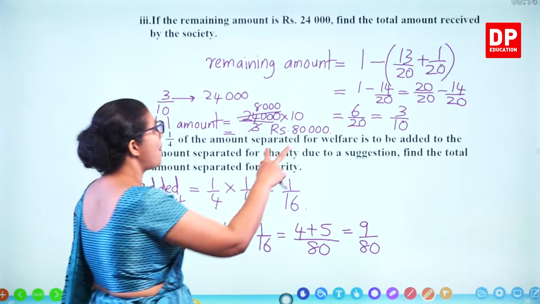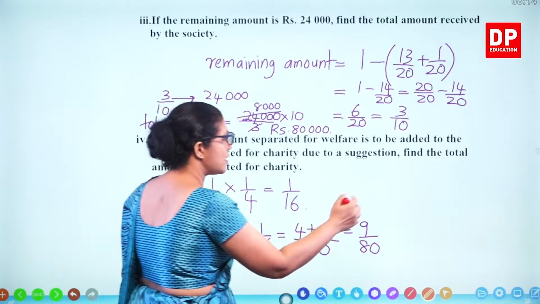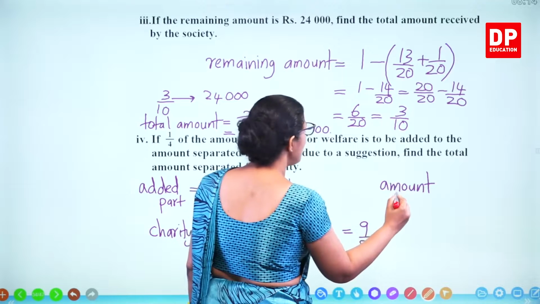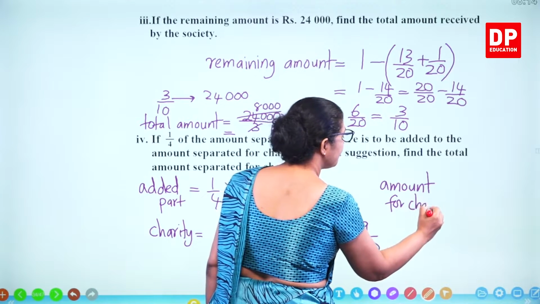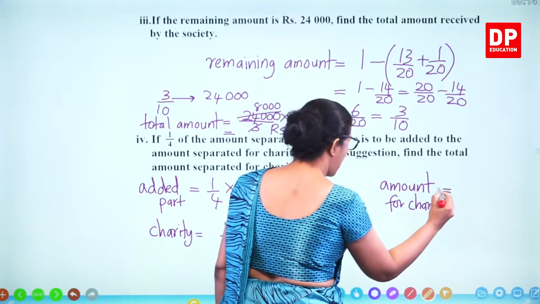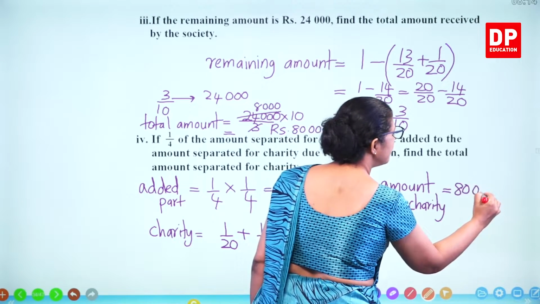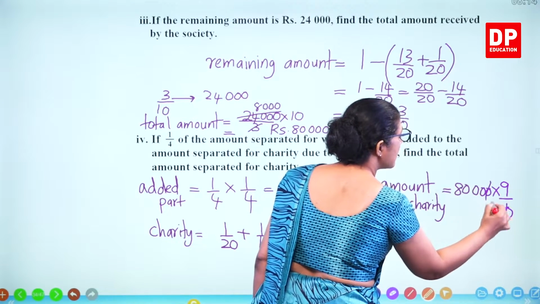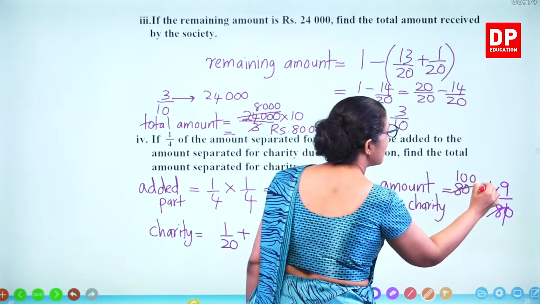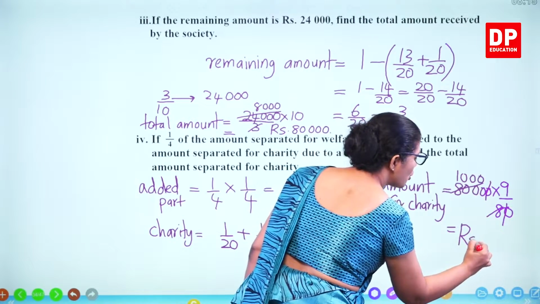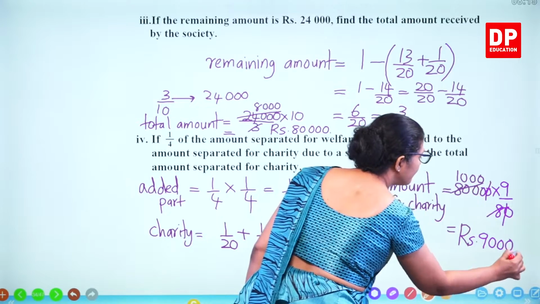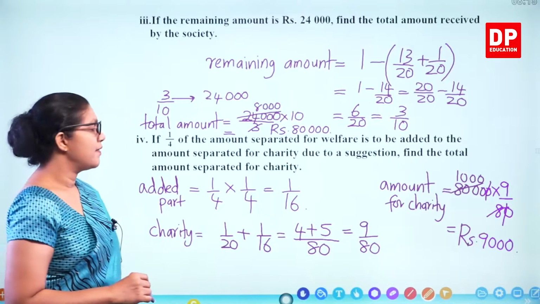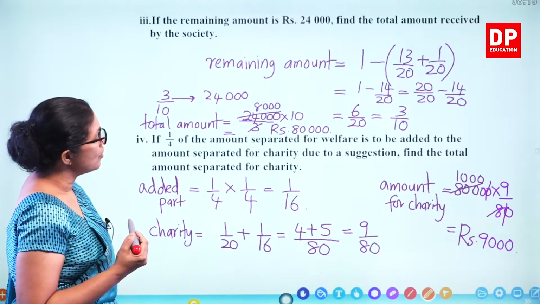The full amount is 80,000. So you can find out how many rupees for charity: 80,000 into 9 over 80. 9,000 rupees for charity. So first you find out the added part and then find the value. So 9,000 rupees for charity.